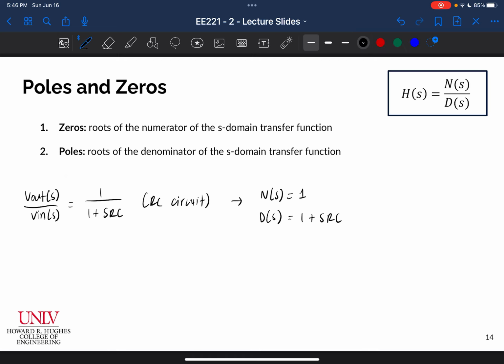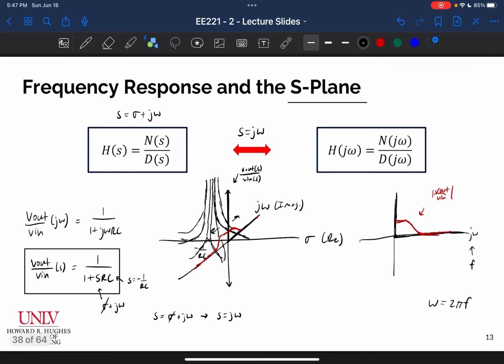What is a pole? A pole is a root of the denominator, which causes this transfer function to blow up to infinity. If I have a 0 in the denominator, 1 over 0 is infinite, it's going to get huge. So if I set D of S equal to 0, I can solve for S. I get SRC equals -1, so S is equal to -1 over RC, and that is the location of my pole in the S-plane. Again, we talked about the S-plane last time.